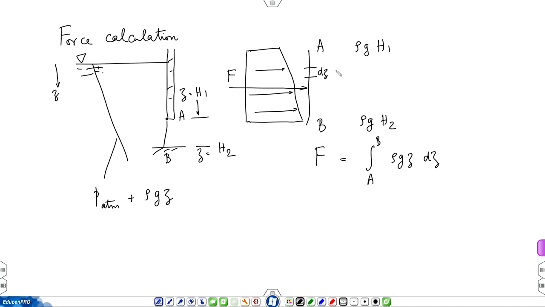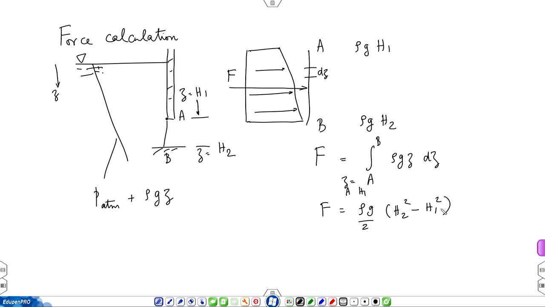And so, here at A, Z A is H 1 and Z B is H 2. So, the force acting on the gate A B is this quantity. What are the units? Newton per meter. So, this is also a 2D calculation.